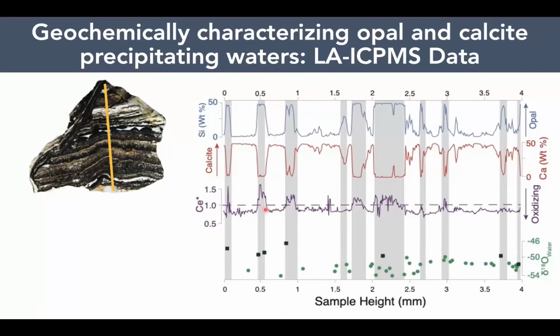And it's probable that you have two separate waters that are precipitating out opal and calcite respectively. The second proxy I want to call on is the Delta 18O values from these samples. I'm showing opal values as dark green squares and calcite values as light green circles.